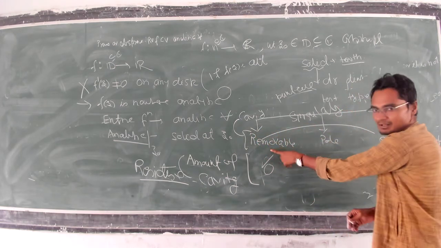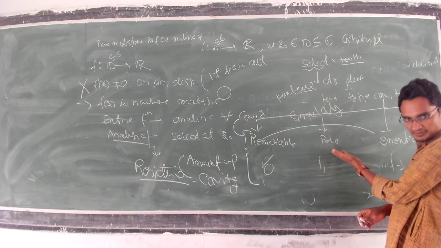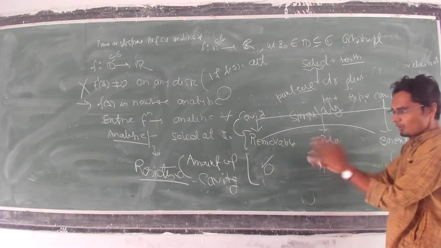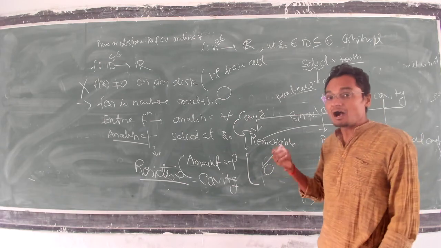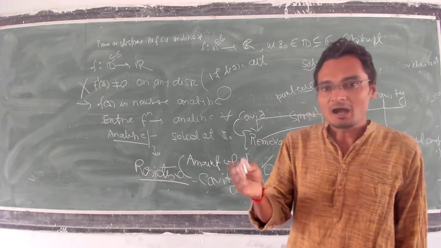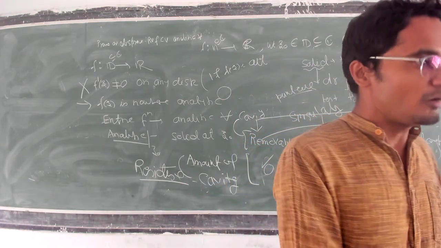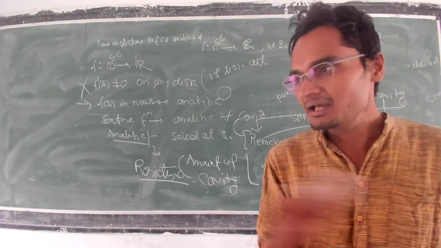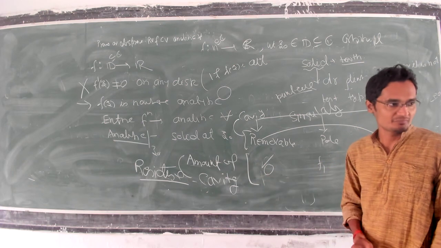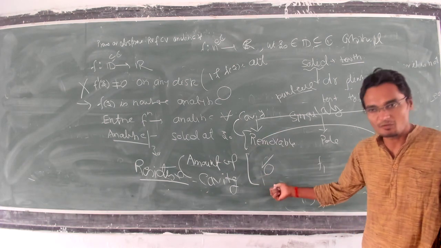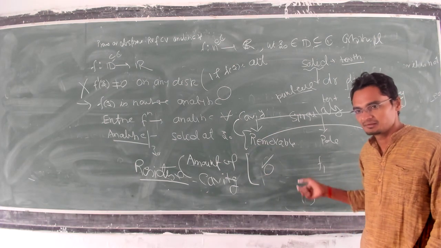The first one, removable, we will check it. Pole, we will check it. In the next class, we will find out how to check whether it is removable, and how to check whether it is a pole cavity or an essential cavity. Once we are aware, then we will see how to repair it. That is known as the residue. And once this is over, your syllabus will be over.